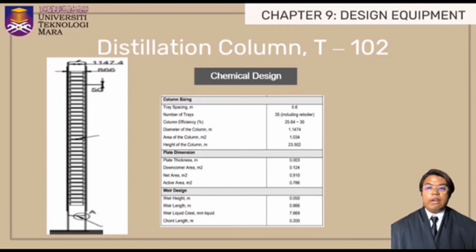The tower is found at 23.502 meter height with the diameter of 1.1474 meter. It can be seen that the ratio of diameter to height of the column is 1 to 20, and this is considered acceptable since the ratio of diameter to height for a distillation column commonly ranges from 1 to 3 until 1 to 20.